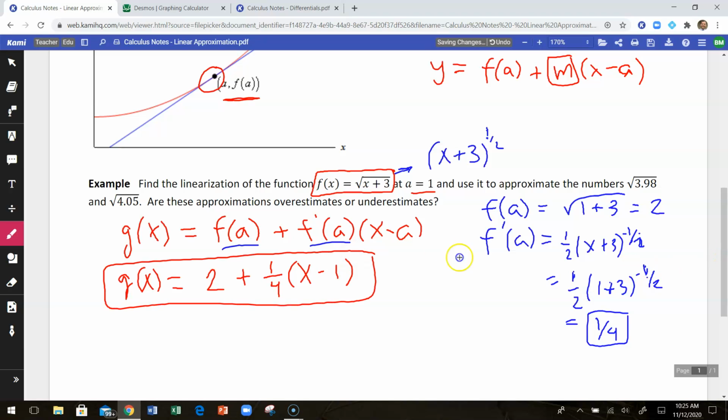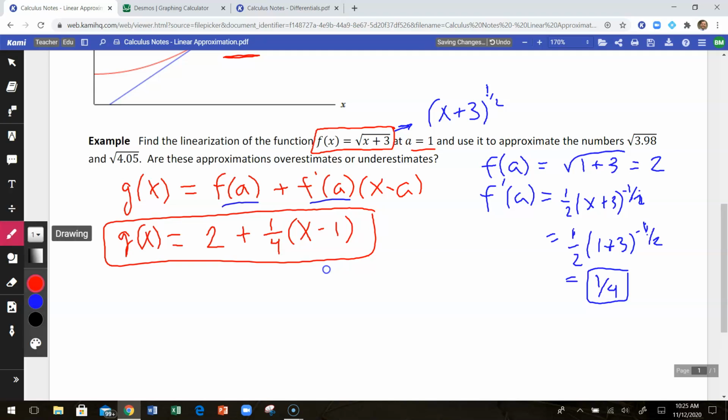So again, the idea is if I want to evaluate my original function f of x at some x value really close to a, then instead of plugging it into f, I can plug it into g. So the next part of this asks us to use this function to approximate the square root of 3.98 and the square root of 4.05.